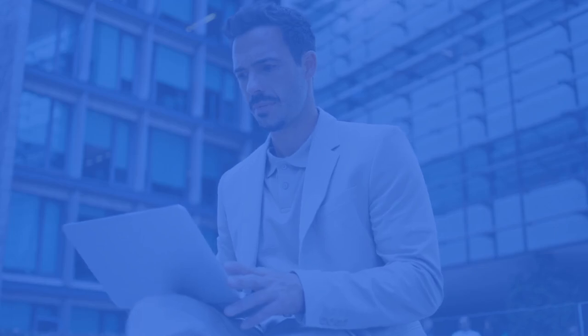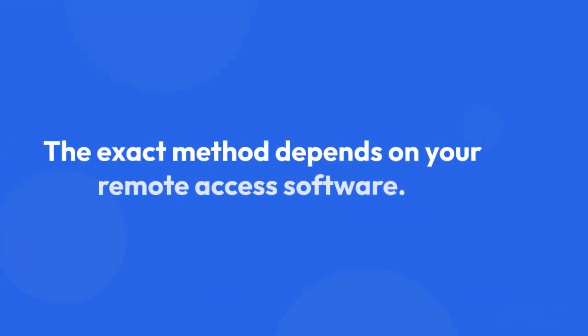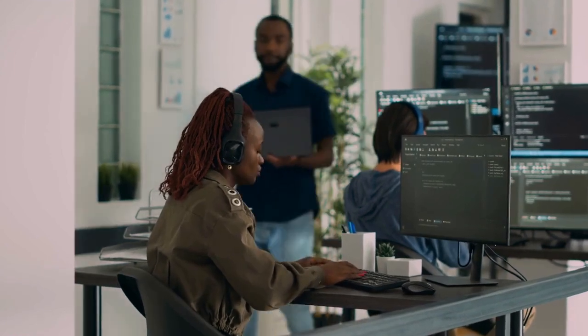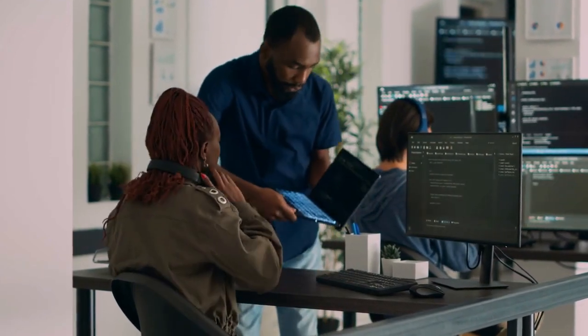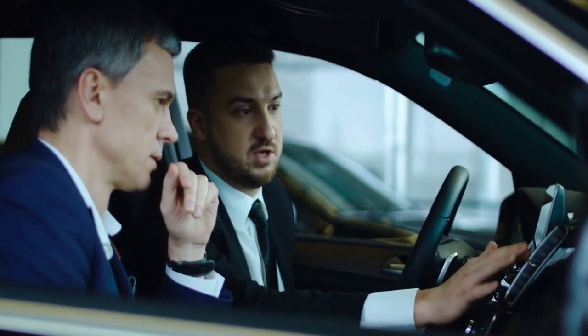(3) Remote desktop and SSH issues. Even if you're on a machine with a display, using remote desktop software like RDP or VNC, or SSH without proper forwarding can cause this error. When you connect remotely, your local display is not directly accessible to the remote machine. To fix this, you need to ensure that the display is properly forwarded through the remote connection. The exact method depends on your remote access software. For SSH, you might need to use the -X or -Y option to enable X11 forwarding. With RDP or VNC, check the settings to ensure display forwarding is enabled.